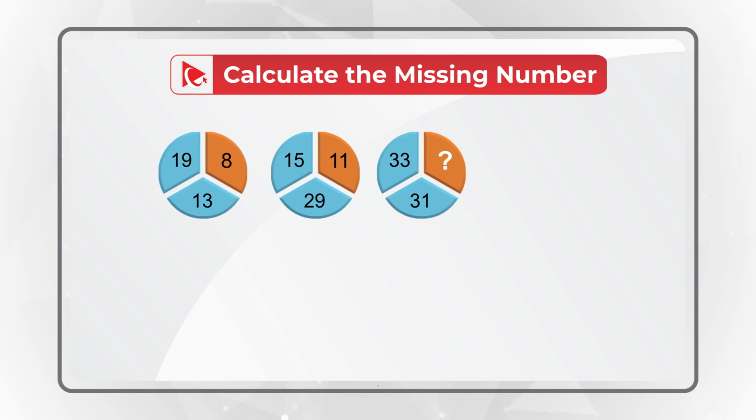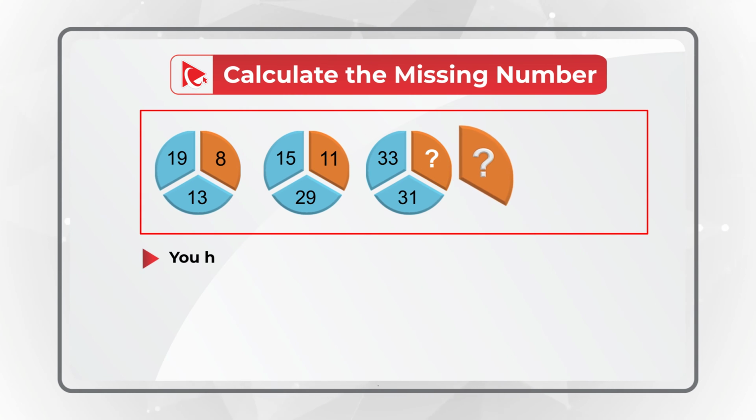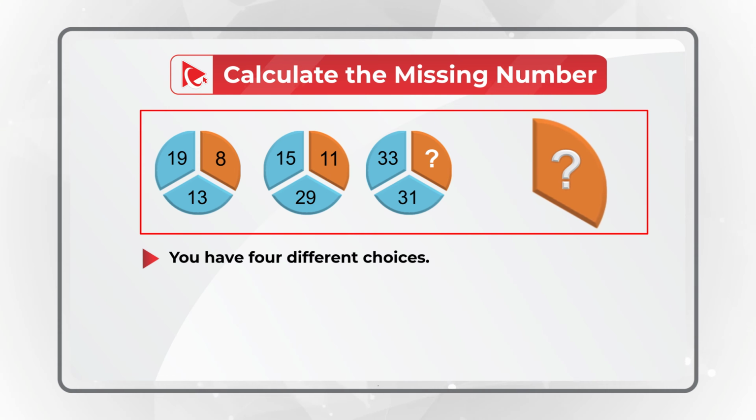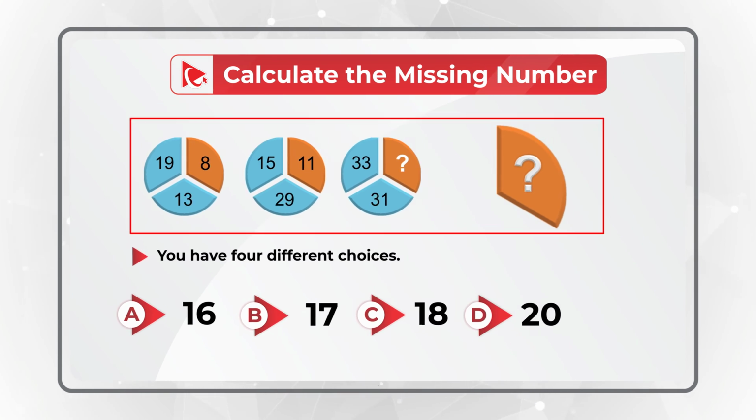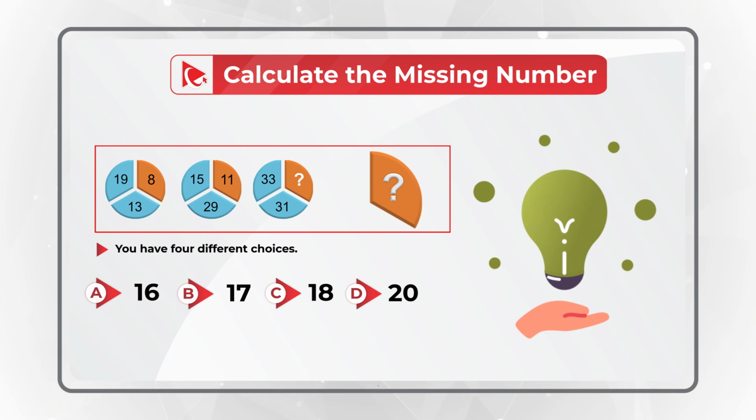You need to calculate the missing number out of 4 different choices. Choice A, 16. Choice B, 17. Choice C, 18. And then choice D, 20. Did you calculate the right answer?